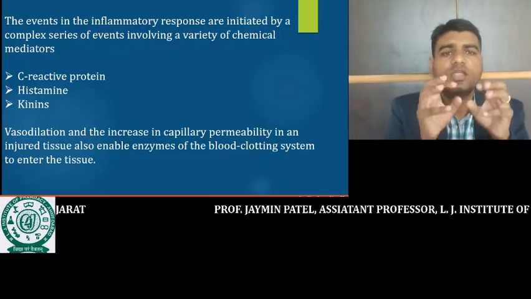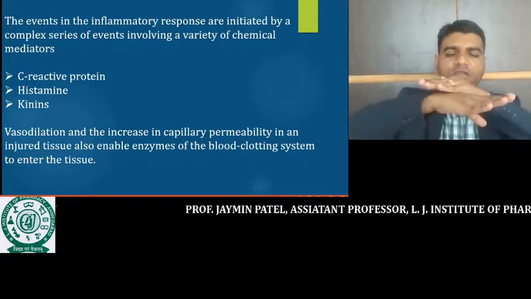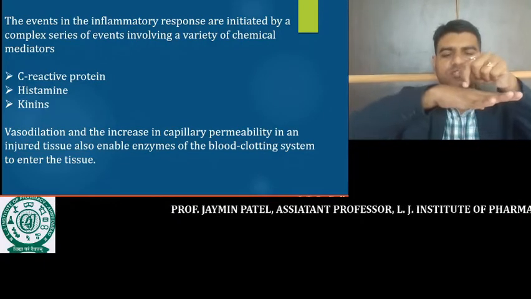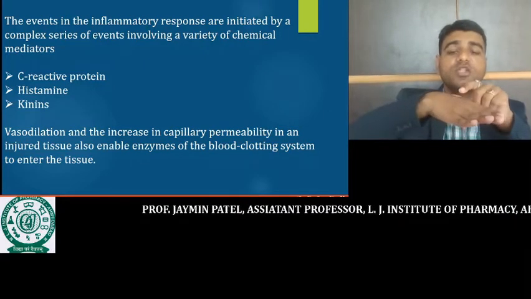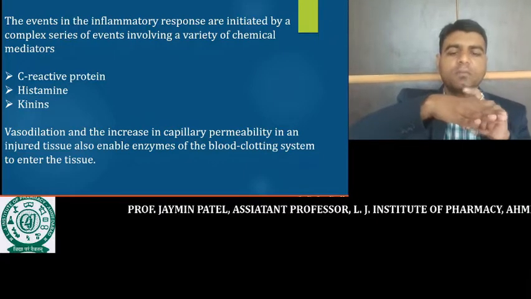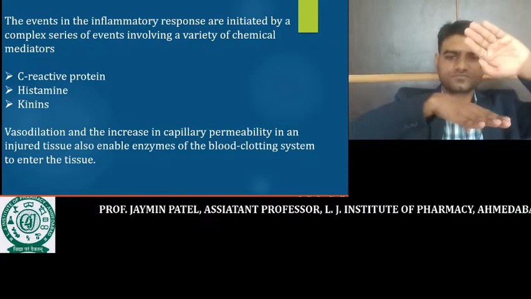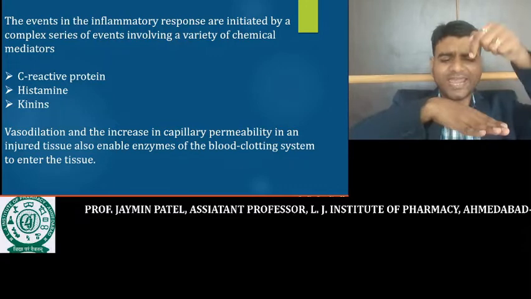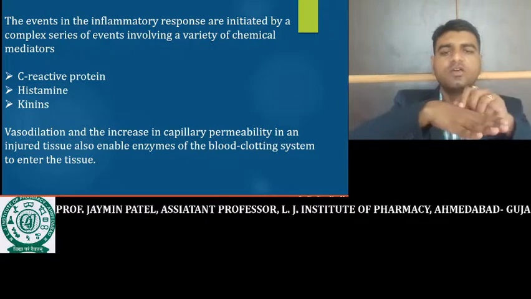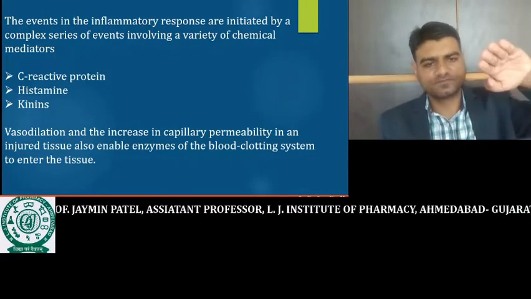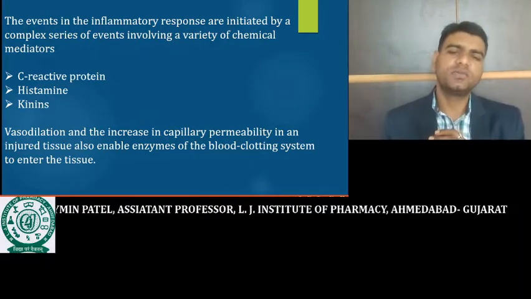It will activate the fibrin, and that fibrin will make the protective layer. Suppose an injury occurs; from this injured area the microorganisms can enter into the blood circulation. But due to the activation of the blood clotting system, fibrin is released, and that fibrin will make a protective cover, and this protective cover will prevent the entry of microorganisms. So fibrin will make the protective cover, and due to this cover microorganisms cannot enter into the systemic circulation.